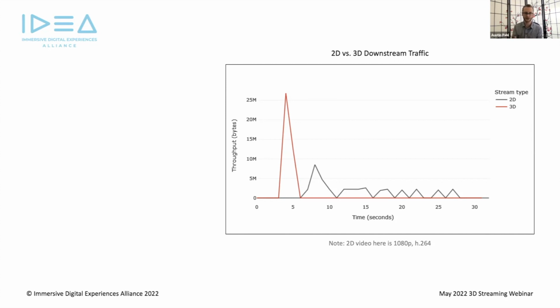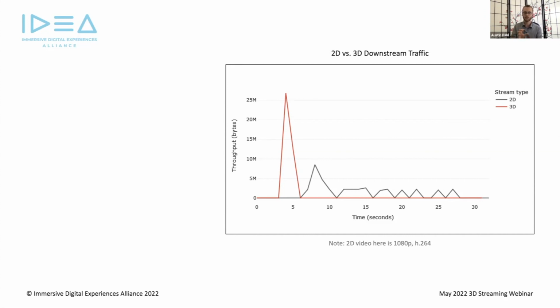And the 2D video is just 1080p H.264. So as you can see, the 3D stream transfers everything in one big burst up front, while the 2D stream transfers video frames steadily over the entire duration of the content playback.